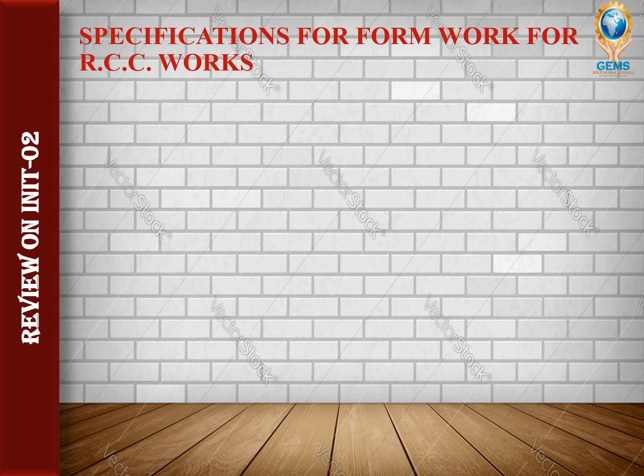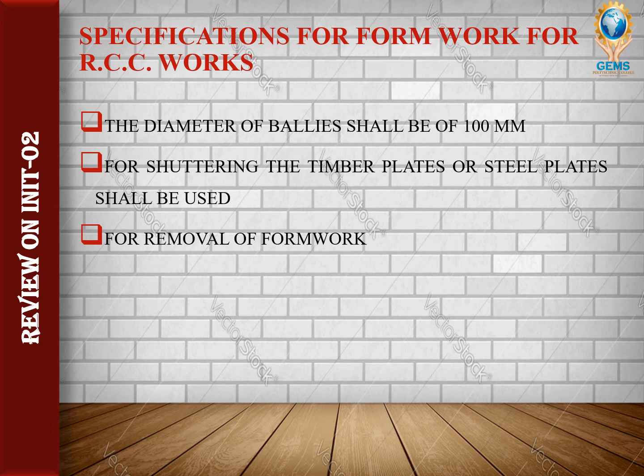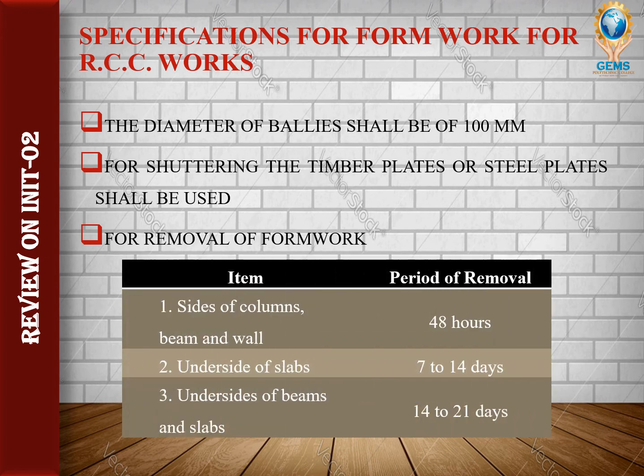Then the specifications of formwork for RCC work. Formwork is nothing but the temporary mold into which the concrete is poured. For pouring the concrete it uses a temporary mold, which will be of timber or steel, etc. It is usually used for columns and piers, etc. So these are the specifications. The diameter of ballies shall be 100 mm. Ballies are nothing but poles. In the props you will have some hole, right?